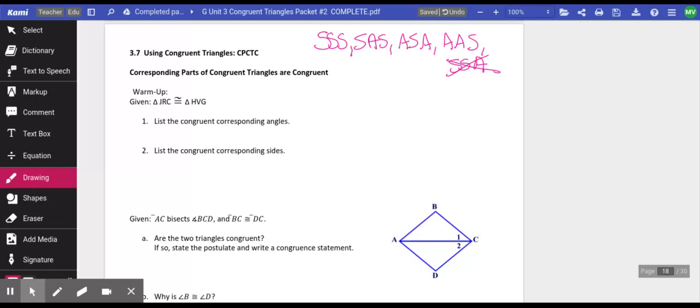Now, corresponding parts of congruent triangles are congruent, otherwise known as CPCTC. This is what helps us with the idea that when we know the triangles are congruent, we can prove other things. So, our warm-up. Given that triangle JRC is congruent to triangle HVG, I want to list all the corresponding angles that are congruent and list all the corresponding sides. So please pause and do that right now.